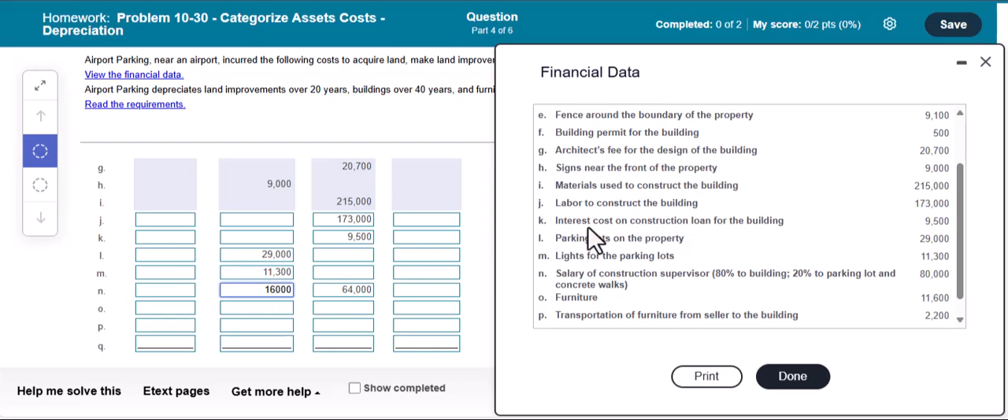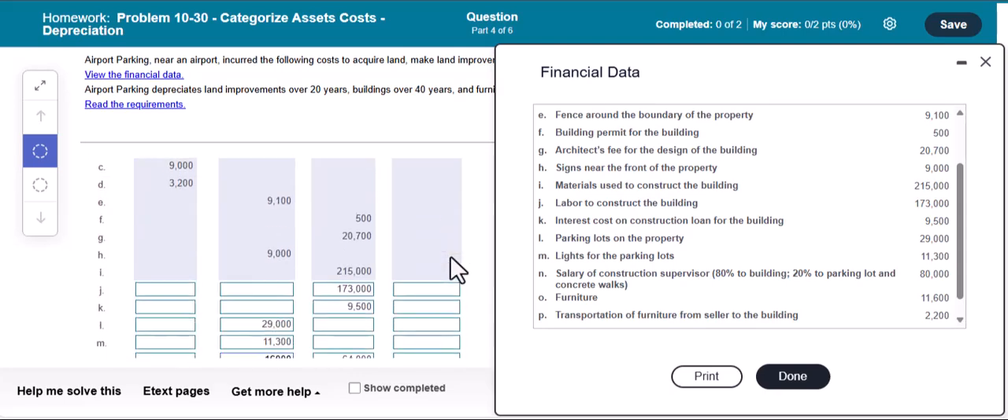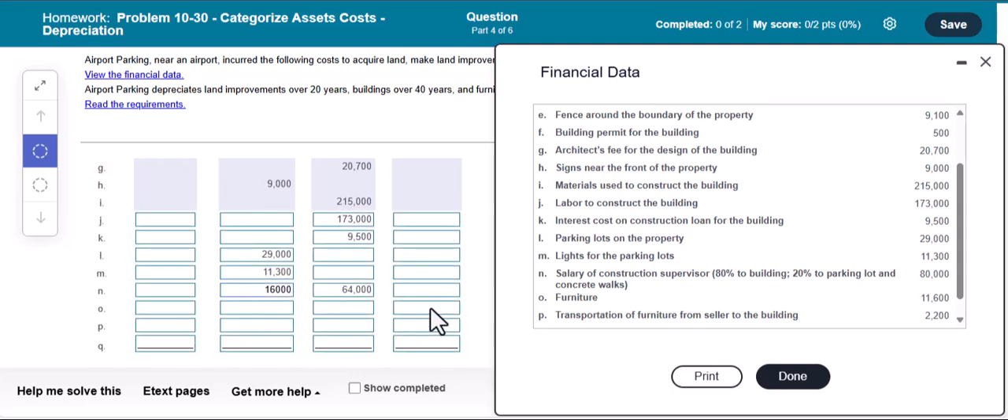And then after that we have furniture. And that belongs under the furniture column, the last column here for O. So that's 11,600. And the transportation of that furniture also belongs in that same column here for P. So I'll make sure that goes there. That is pretty expensive for transportation, but we have to capitalize it by putting it in the furniture account.